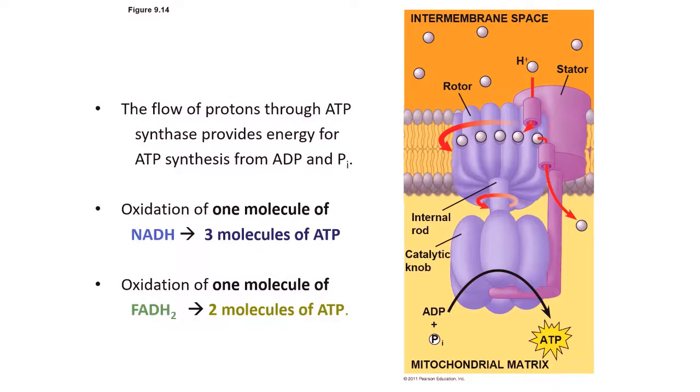From the whole process, you can find out that the oxidation of one molecule of NADH will give 3 molecules of ATP, whereas one molecule of FADH2 will only produce 2 molecules of ATP. This is due to how the electrons enter the electron transport chain. NADH will only enter from complex 1, whereas FADH2 will only enter from complex 2.